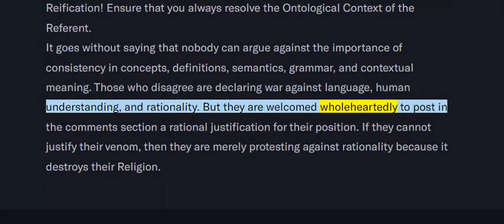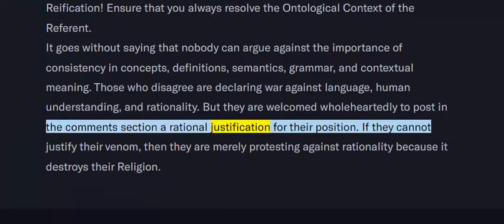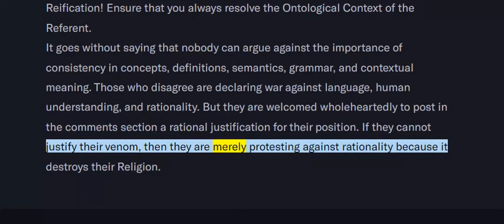But they are welcomed wholeheartedly to post in the comment section a rational justification for their position. If they cannot justify their venom, then they are merely protesting against rationality because it destroys their religion.